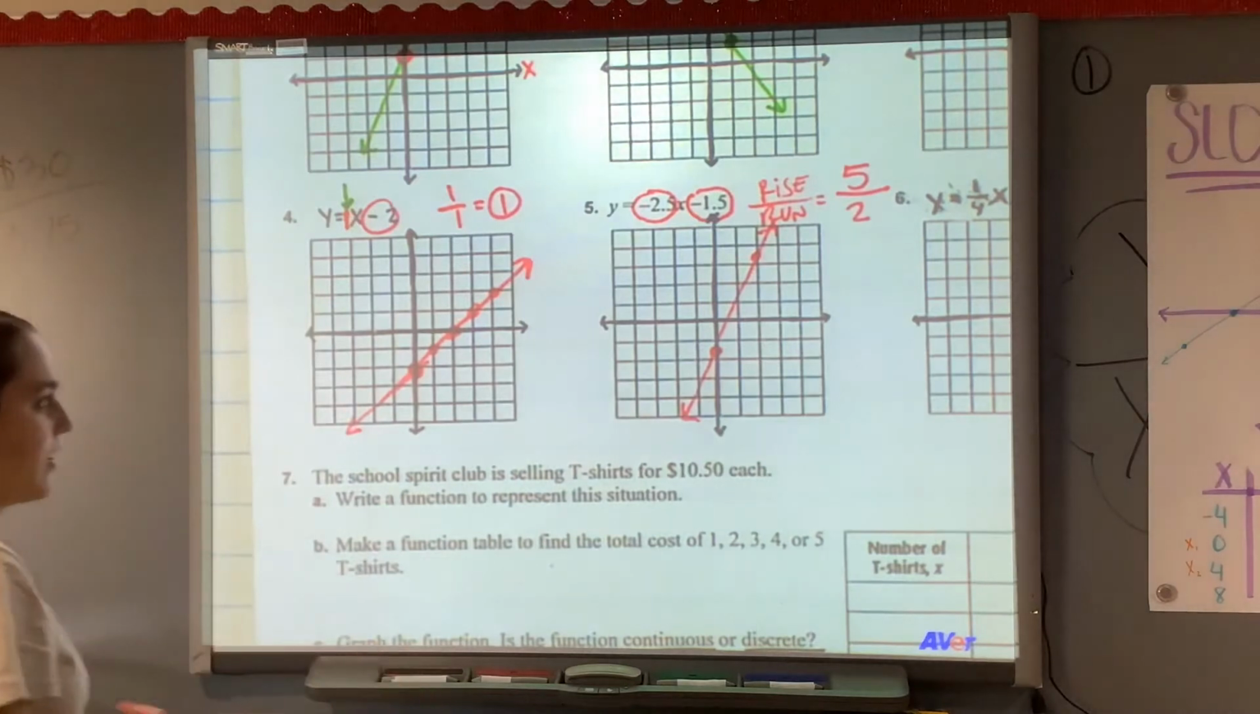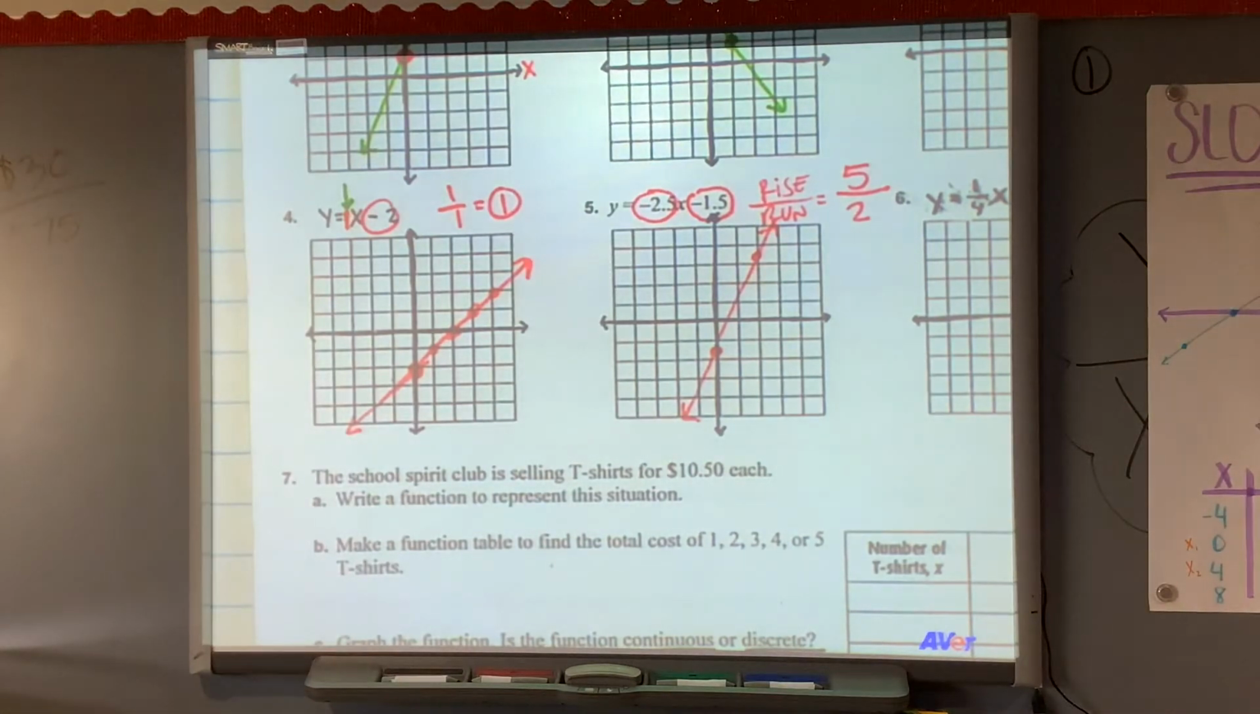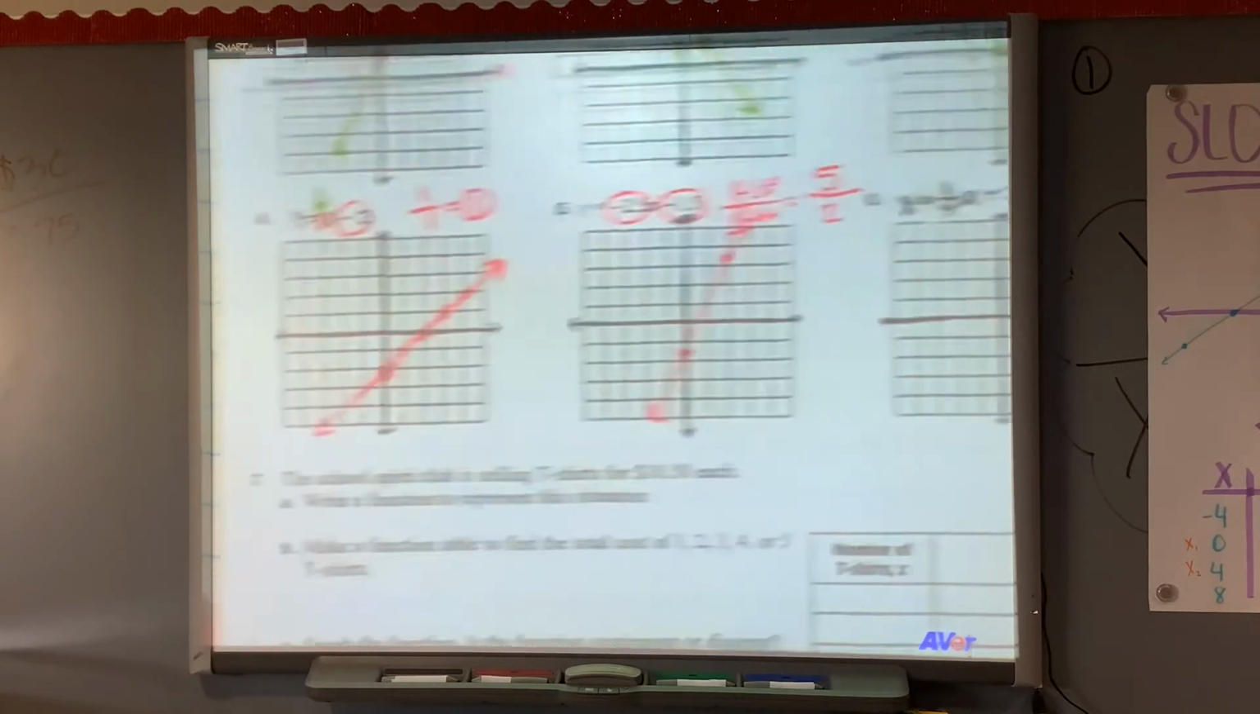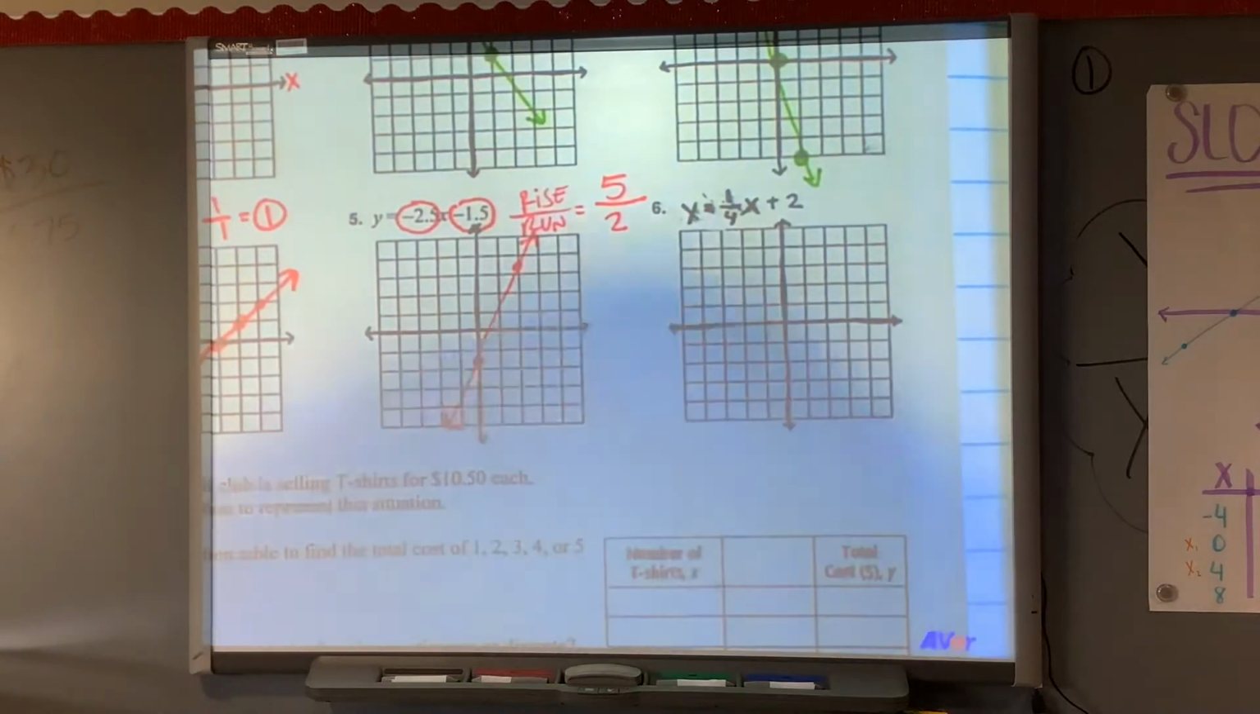Yours doesn't have to be perfect either. But like I said, you won't run into a ton of decimals for your y-intercepts. I just wanted to throw one out there in case you ever do. All right, last little equation problem.